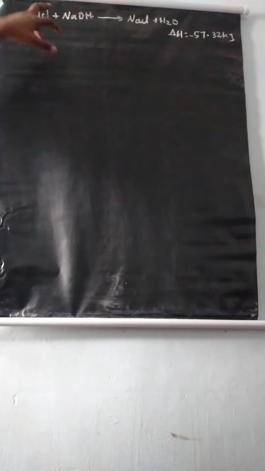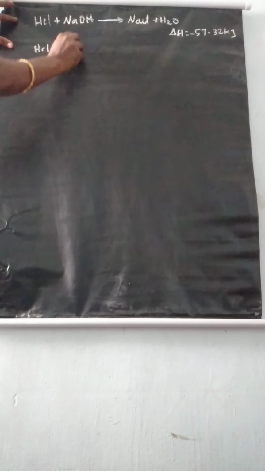Listen. The same way we can see some more examples. Here we learned one example, acid and base neutralized to form salt, and we got the delta H value. For example, the same acid, hydrochloric acid, with base potassium hydroxide, forms the products KCl plus H2O. Here also the delta H value is the same, minus 57.32 kilojoule.